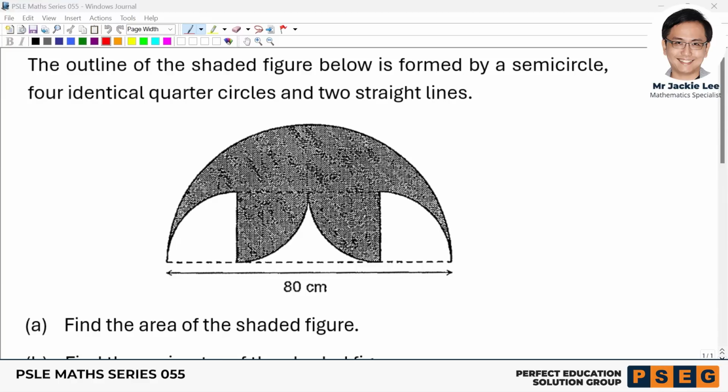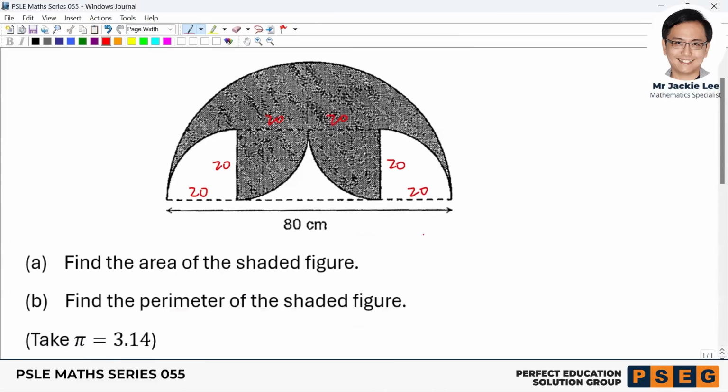Oh, the figure below, there's a big semicircle and then 4 identical quarter circles, right? So all these are actually supposed to be the same radius. So therefore, I think 80 divided by 4, each one will be 20. So we add in the dimension 20, all this also 20, right? 20, 20, and 20. Okay, then we calculate the area followed by the perimeter.